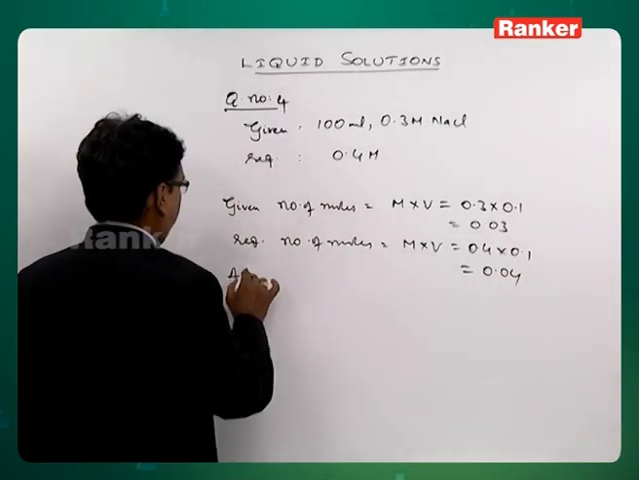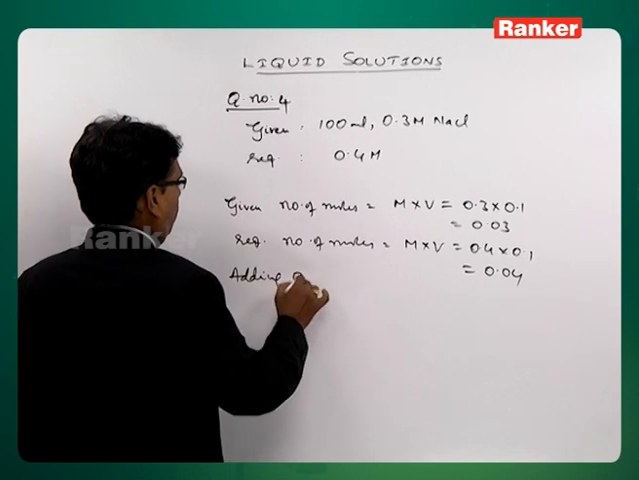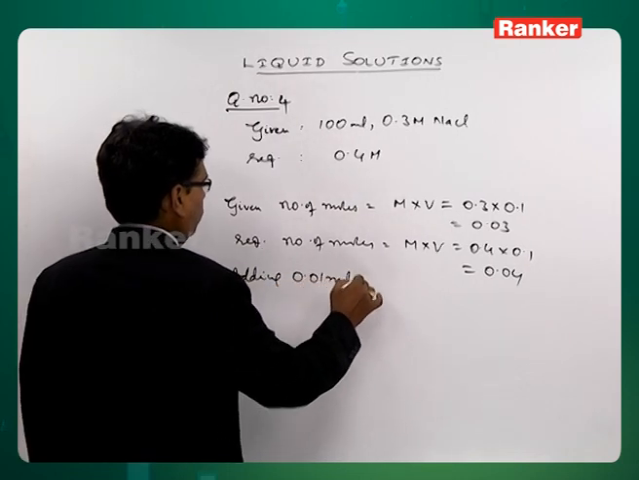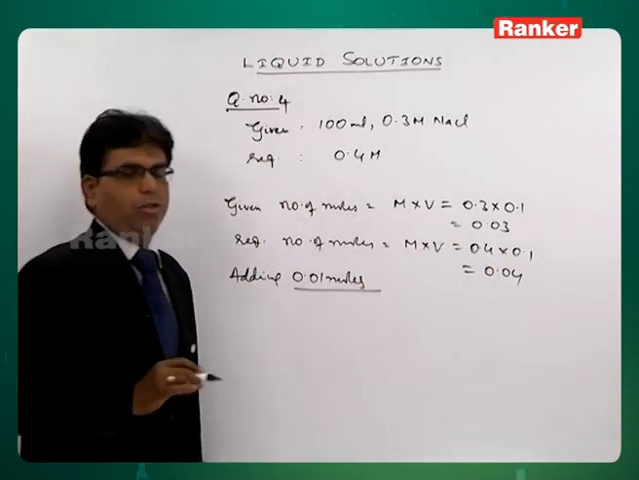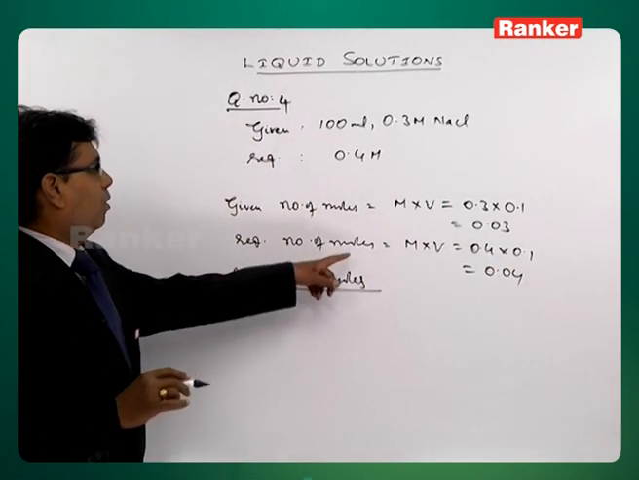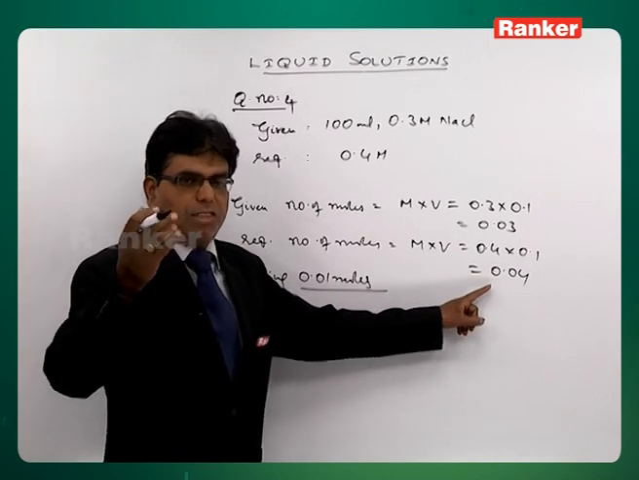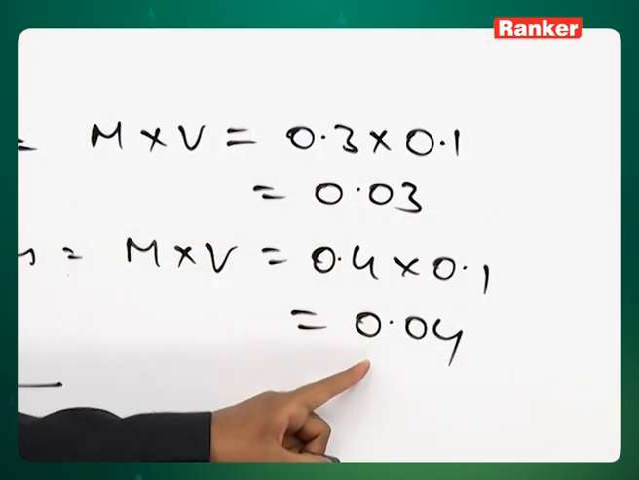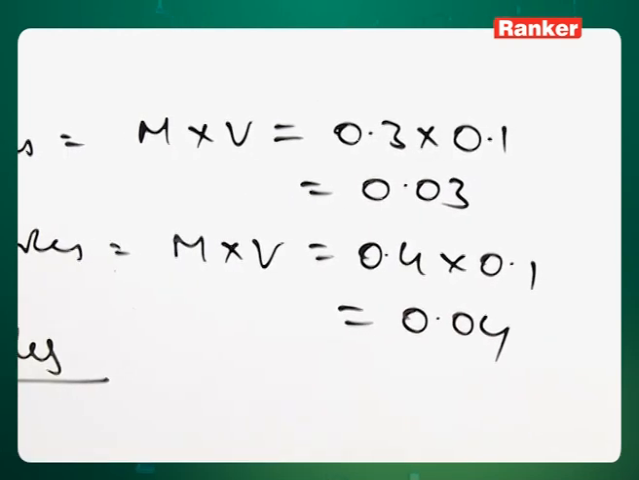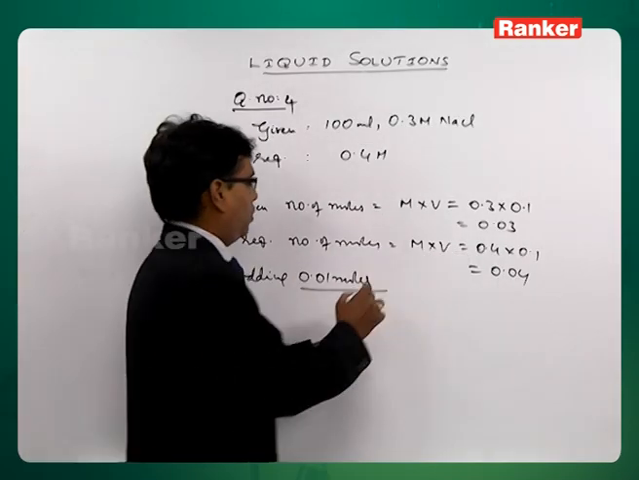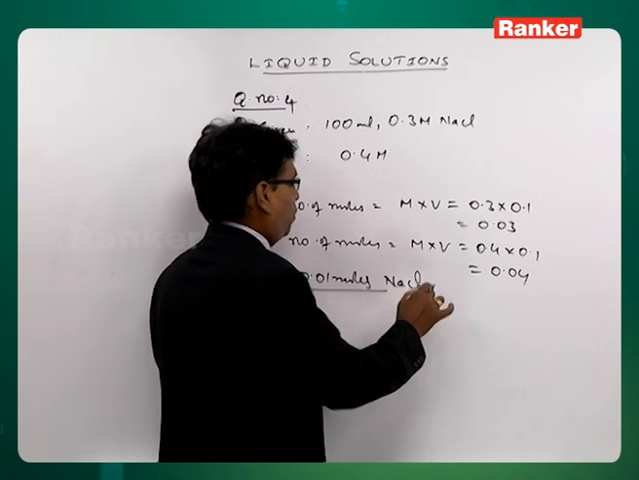So, adding 0.01 moles. 0.03 is given, required is 0.04. So, if you keep the volume constant, then if you increase the number of moles, how many moles should we increase? We should increase the number of moles by 0.01 moles. So, adding 0.01 moles of NaCl. This is with respect to number of moles.